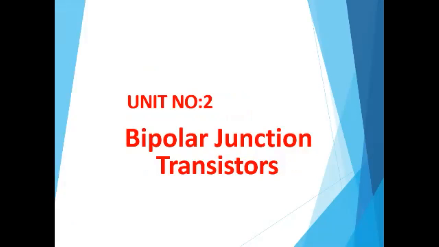So BJT full form is B for bipolar, J for junction, T for transistor. Bipolar means two directions.